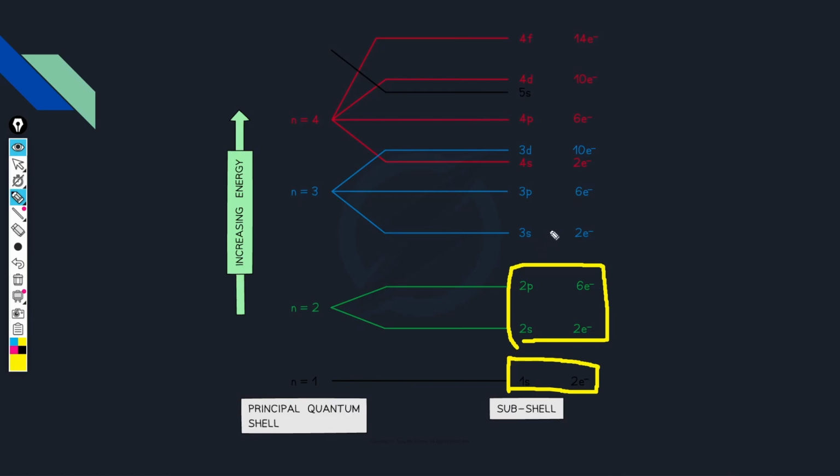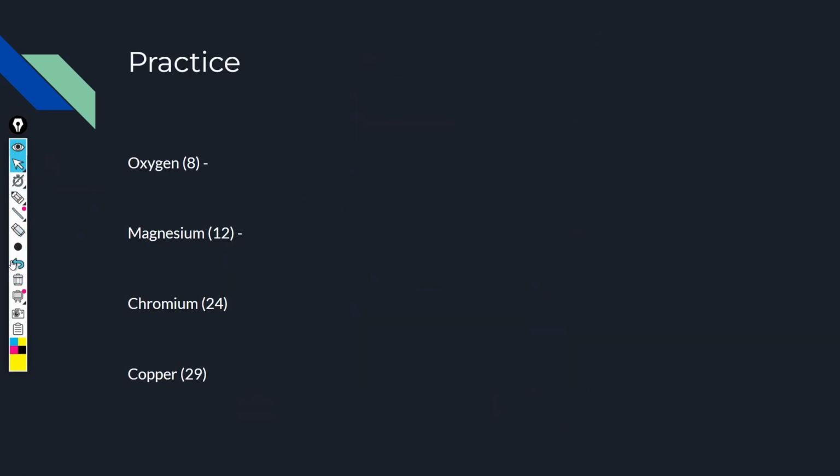Here we can see 1s has the lowest energy, then we go to 2s, 2p, then 3s, 3p. However, there is an exception with 3d and 4s. The 4s subshell has less energy than the 3d, so it's filled up first, which we'll look at when we see how electrons are filled up. So let's do some practice of how to write electronic configuration.